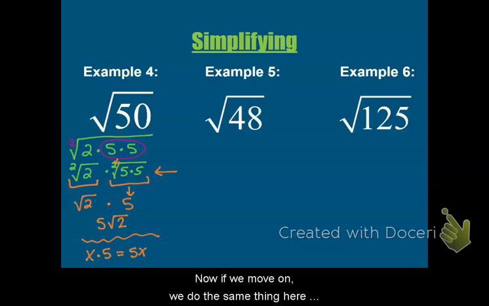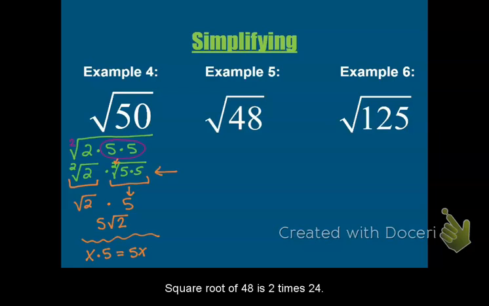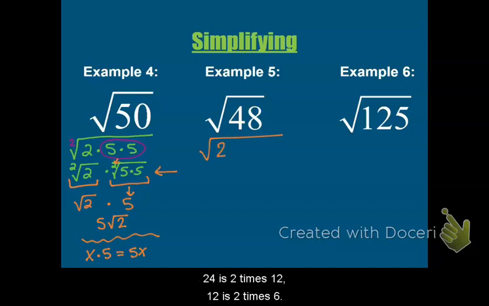Now if we move on, we do the same thing here with the root 48. The square root of 48 is 2 times 24. 24 is 2 times 12. 12 is 2 times 6. 6 is 2 times 3. So there's our prime factorization.